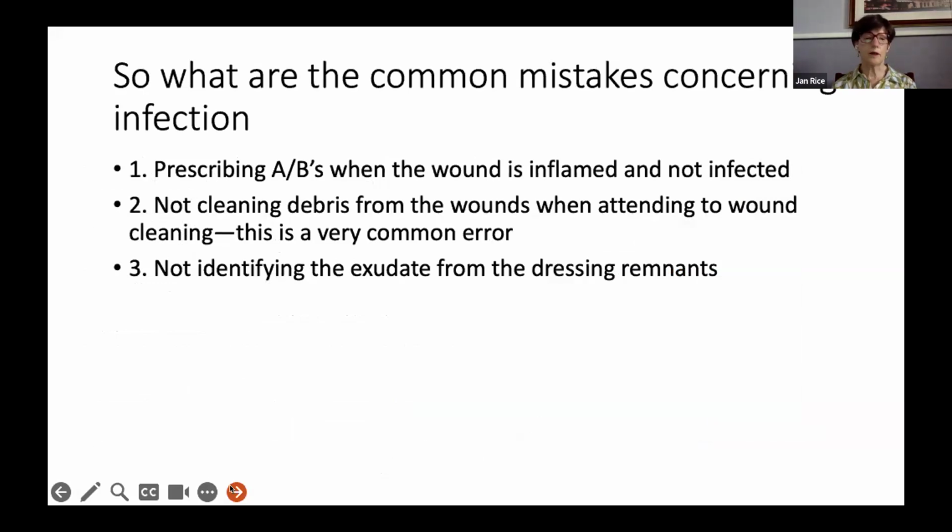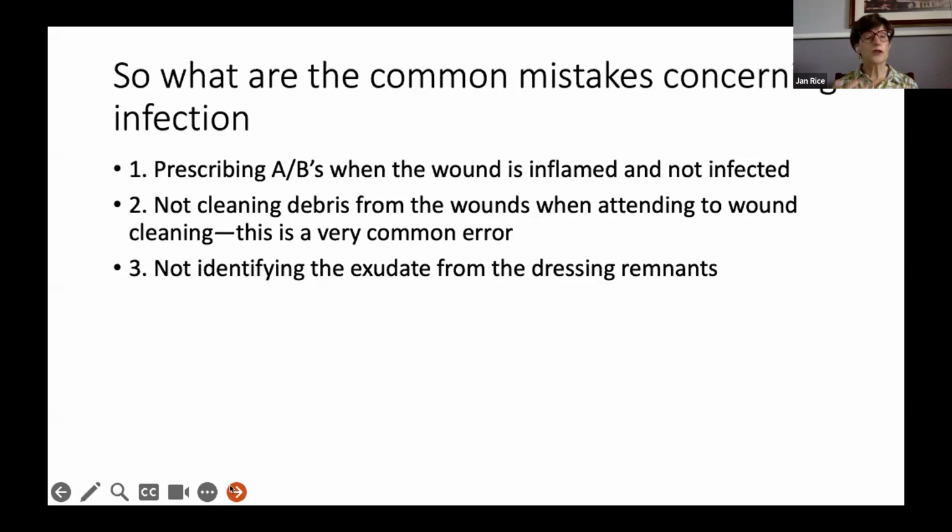So what are the common mistakes? Well, it's prescribing antibiotics when the wound is inflamed and locally infected. It's not cleaning the wound, and that's the biggest problem that I, as a wound clinician, have, is that nurses are not cleaning wounds. They're literally anointing the wound with normal saline. And they're not identifying the exudate from the dressing and removing the exudate.